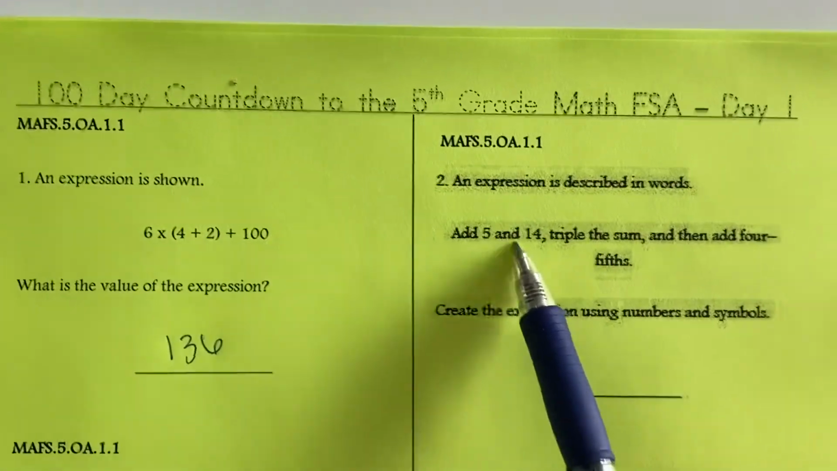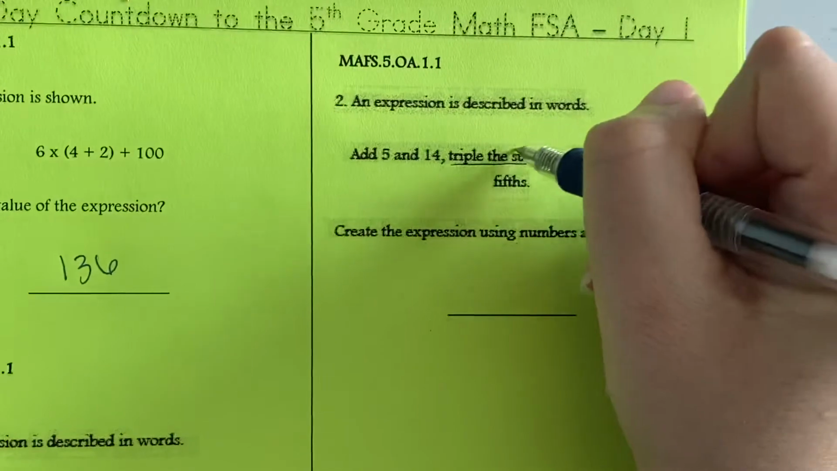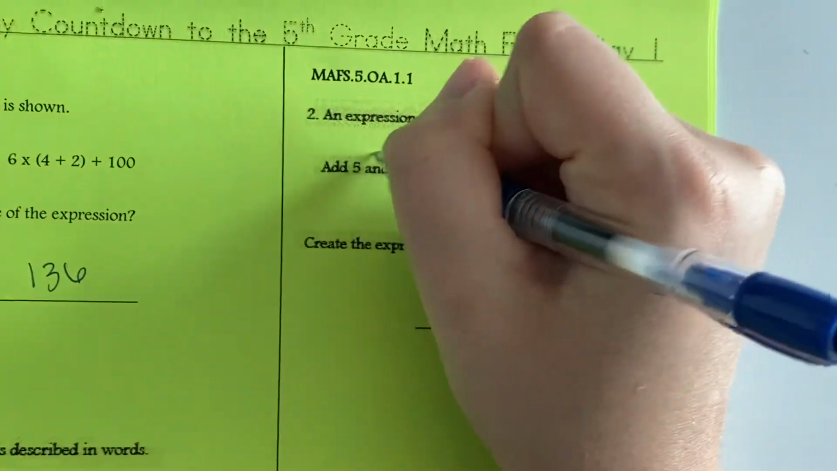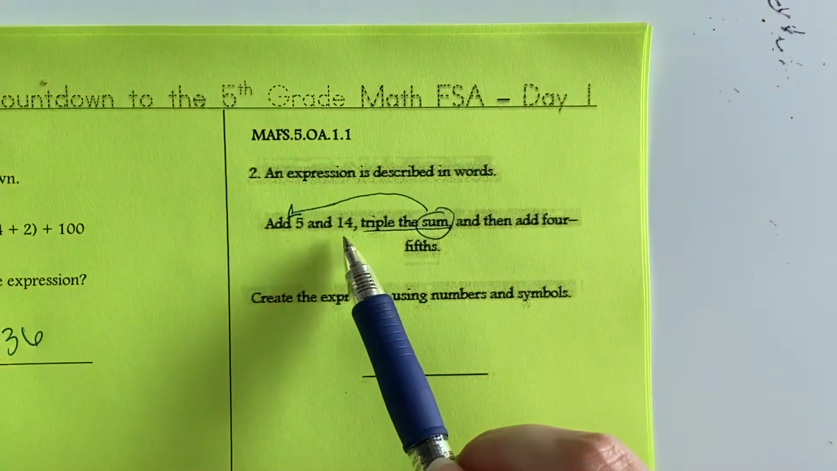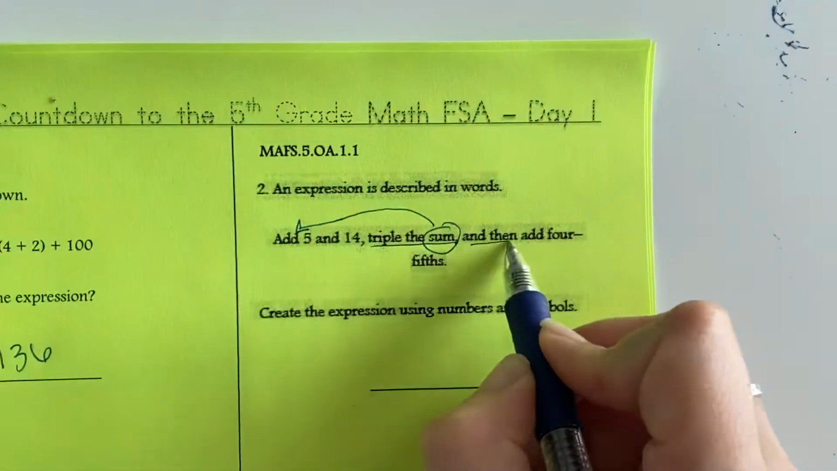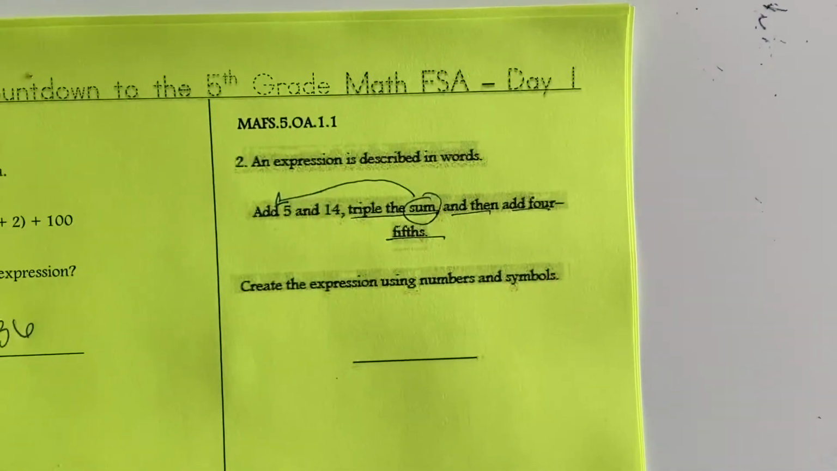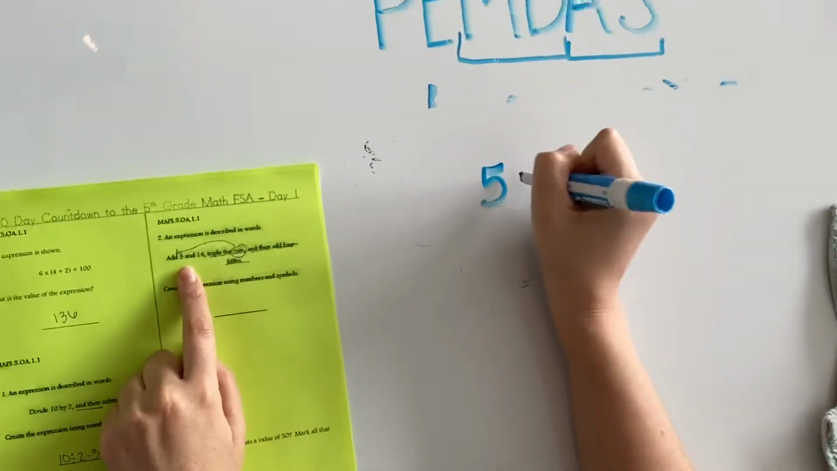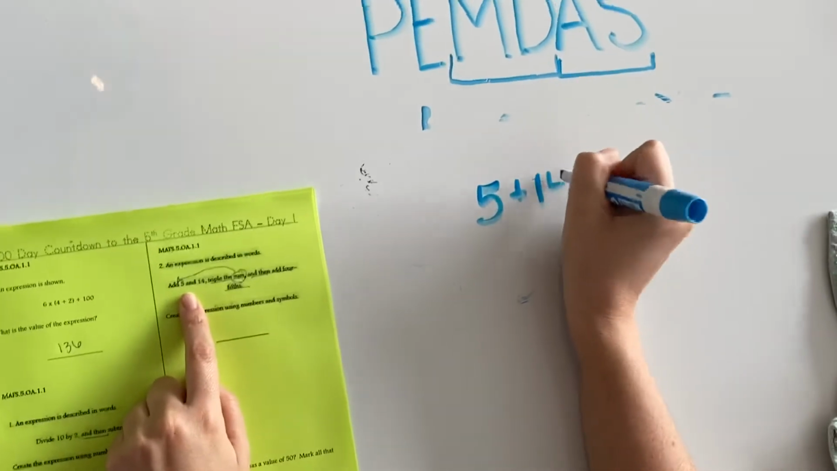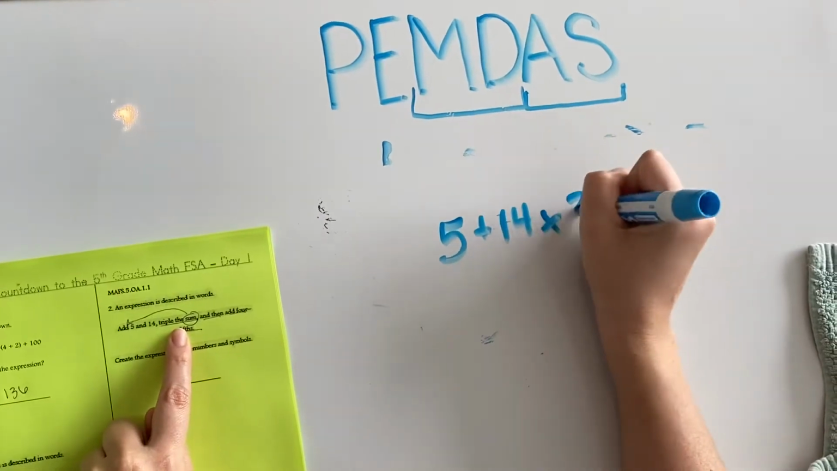Add 5 and 14, triple the sum. So I know sum is an addition problem. So triple the sum, so the sum of 5 and 14. And then at the end of that, add 4/5. So the first thing I need to do is add 5 plus 14. When I'm done with that, it says triple the sum, so times that by 3.